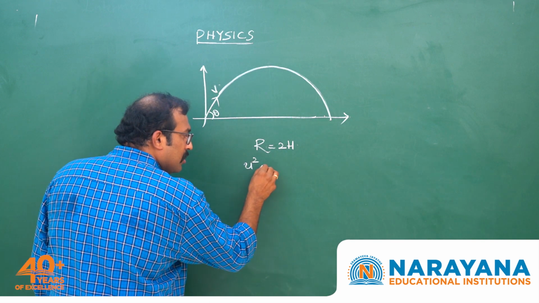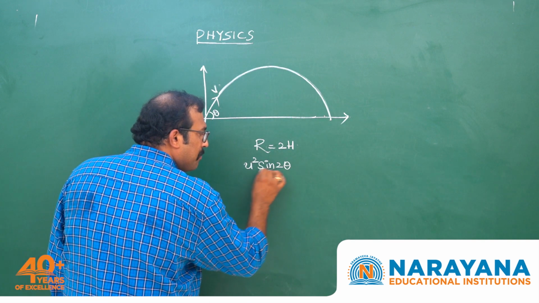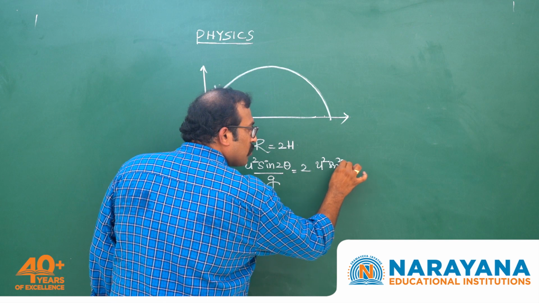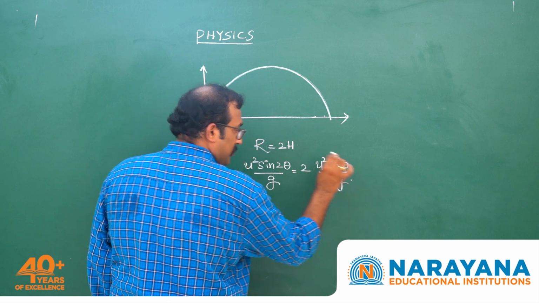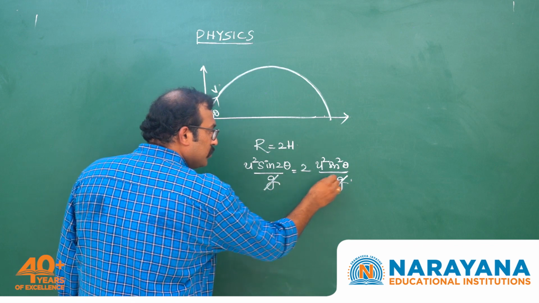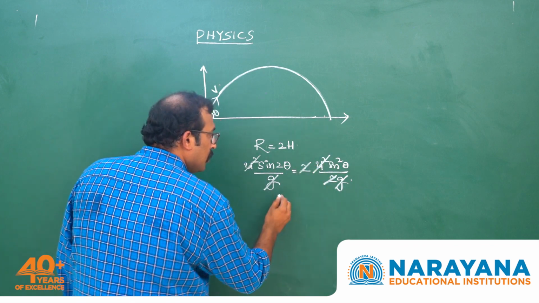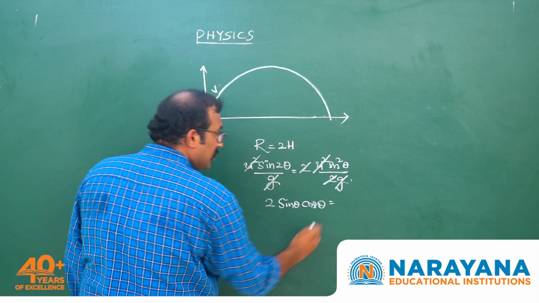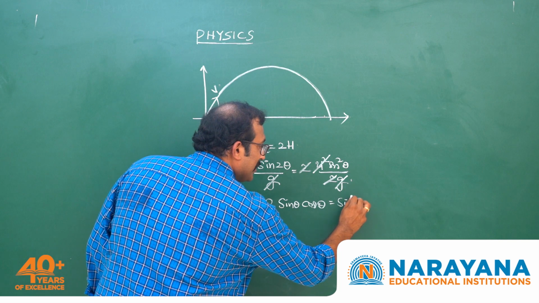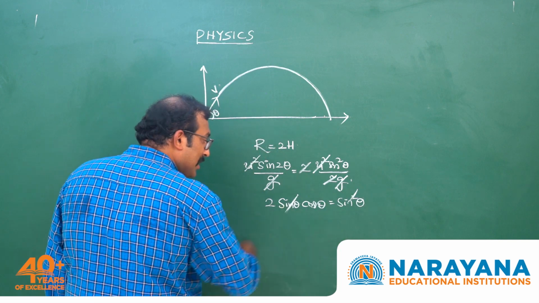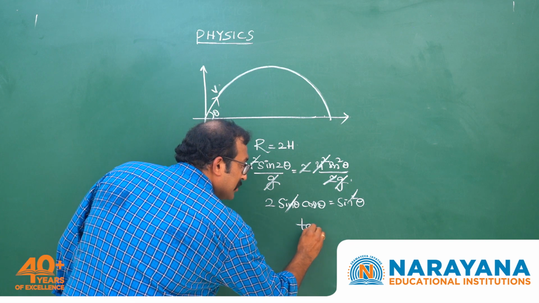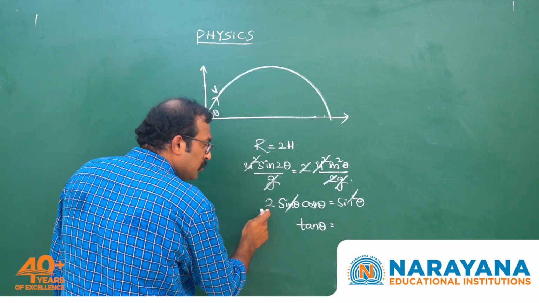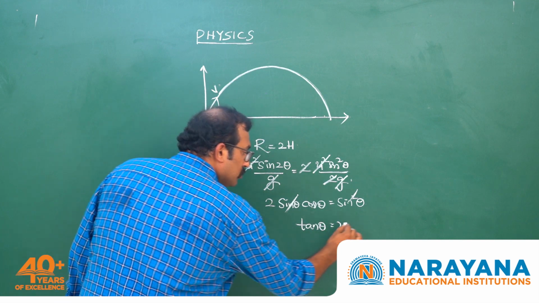Range can be written as u square sine 2 theta by g is equal to 2 into u square sine square theta by 2g. On solving these two, you will get 2 sine theta into cos theta is equal to sine square theta. One sine theta gets cancelled. Sending cos theta to that side, we get sine theta by cos theta equal to 2. So tan theta is equal to 2.